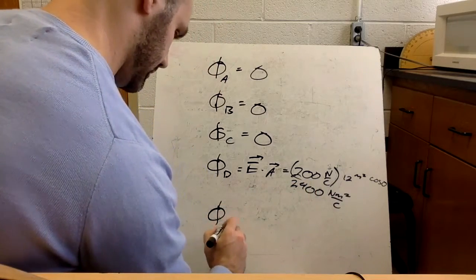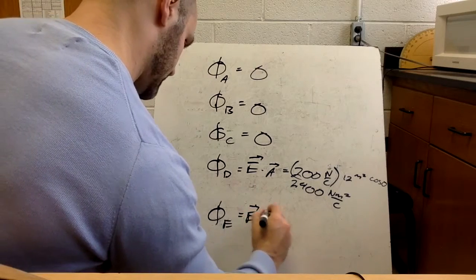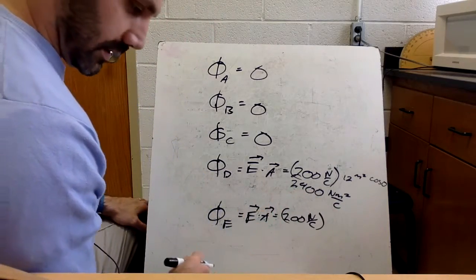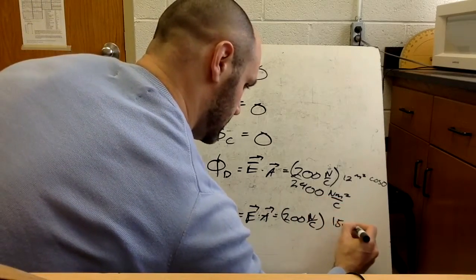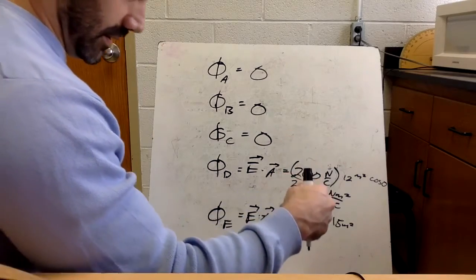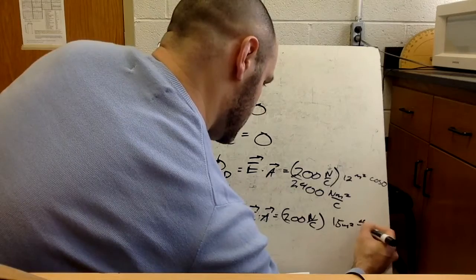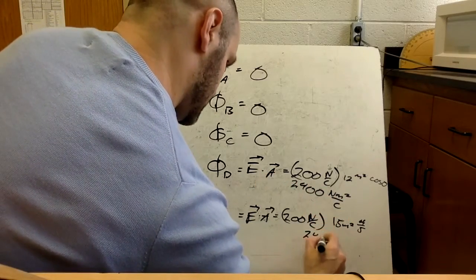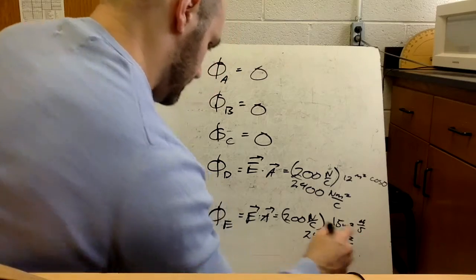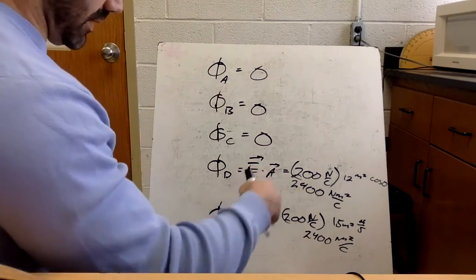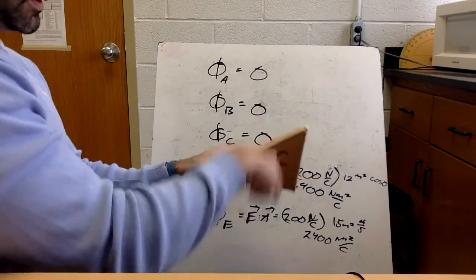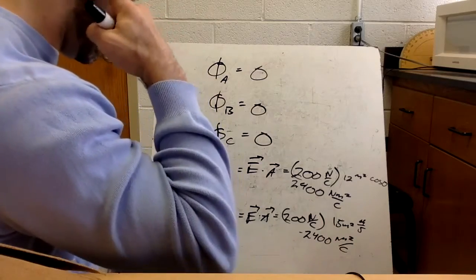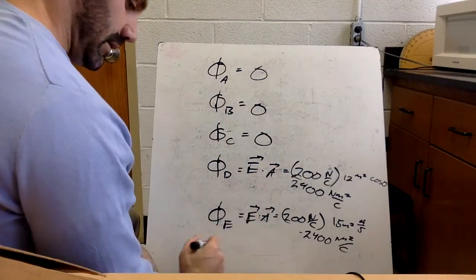Okay, and then what about phi of E? So that again is E dot A. So again, 200 newtons per coulomb times, this one is 15 meters squared. But again, the angle there is the 4/5. Okay, and so this also gives us 2,400 Newton meters squared per coulomb. And this flux is going down out of this side, and this one's coming in from the top. So when we add them up, because this one's negative, the overall net flux is 0.